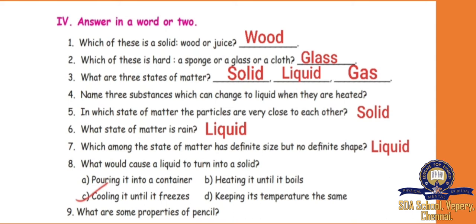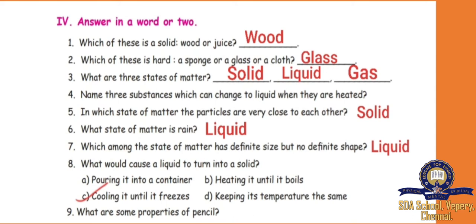Next, seventh one. Which among the states of matter has definite size but no definite shape? What is that? Liquid. So it occupies the size of the containers, right? But it doesn't have any definite shape, right? So liquid.